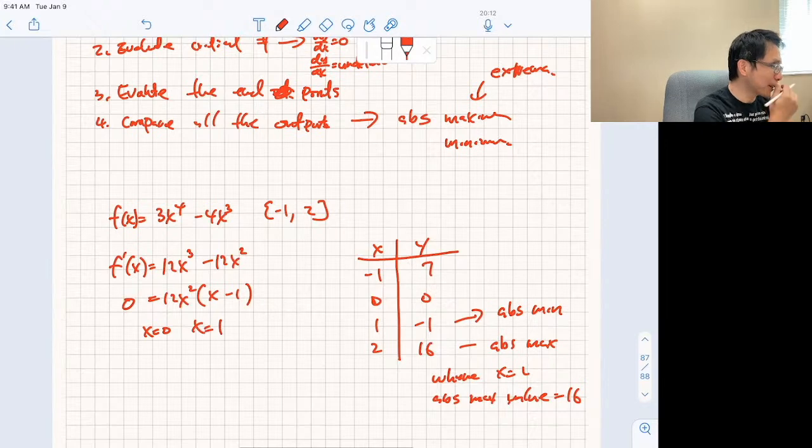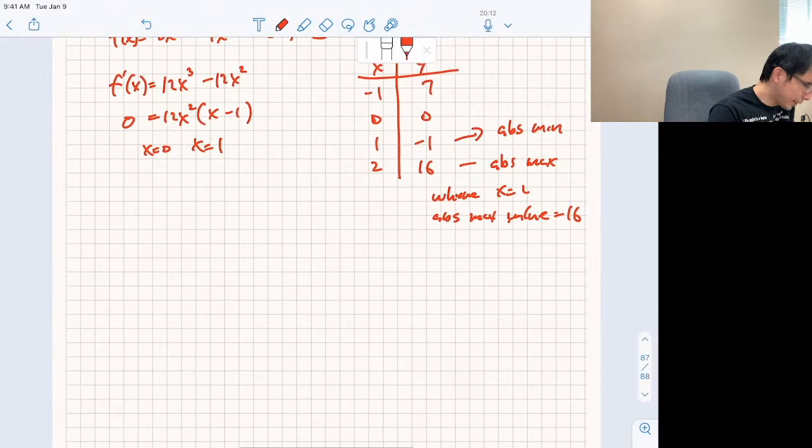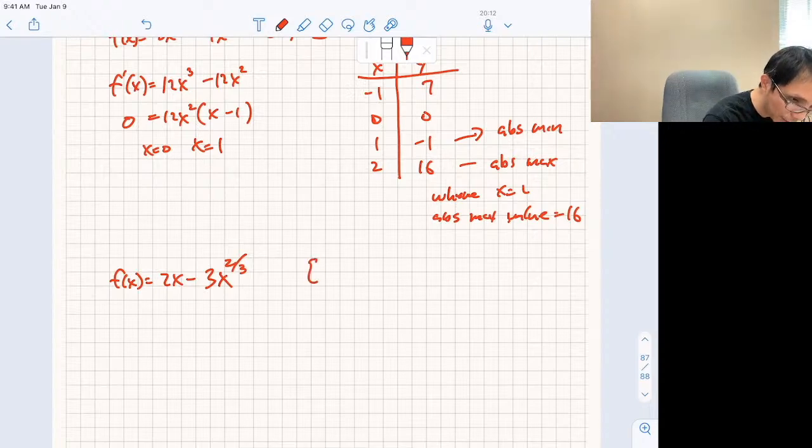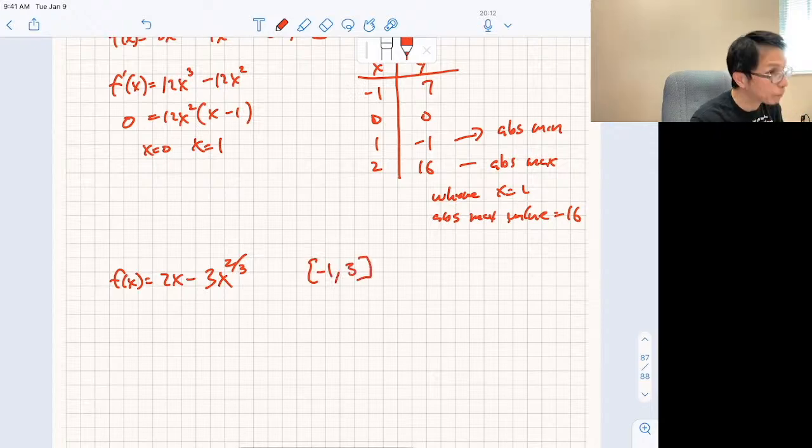Now be careful on the second question. The second one is actually a little bit more tricky, okay? So I'm going to say 2x minus 3x to the 2/3. There's more tricky to this, so you've got to be cautious. Is that to the 2/3? Yeah, it's to the 2/3. The interval is between -1 and 3, right?